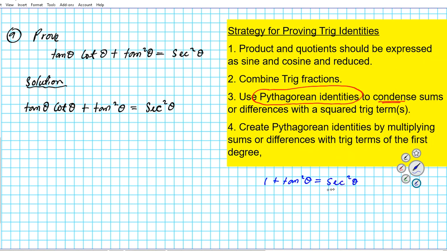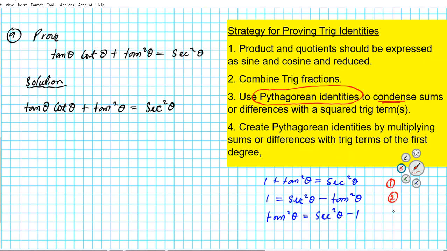Okay, this is one form of the Pythagorean identity involving tan squared theta. There are two other forms. You can also rewrite this as 1 equals secant squared theta minus tan squared theta. This is accomplished by subtracting tan squared theta from both sides. Or you can subtract 1 from both sides, and you have tan squared theta is equal to secant squared theta minus 1. Okay, so these are the three variations of the Pythagorean identity involving tan squared theta.